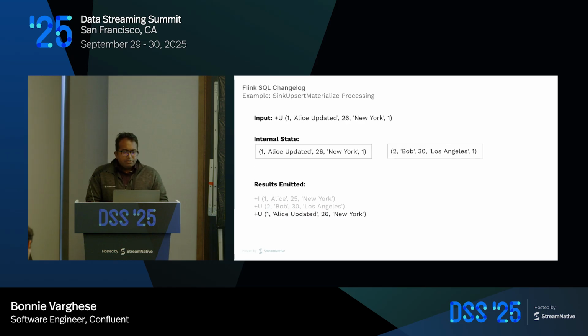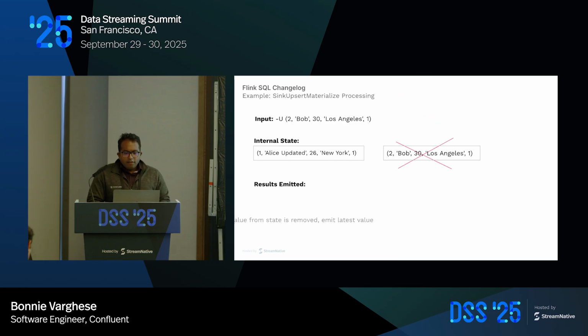If you update a specific record that has already been in the state, it goes and updates that record in state, finds the right position, and also emits an update after for that. If you delete the last record from the state that you've seen, what it does is it emits the previous value in the state with an update after.